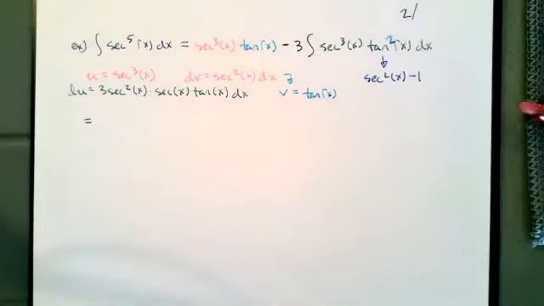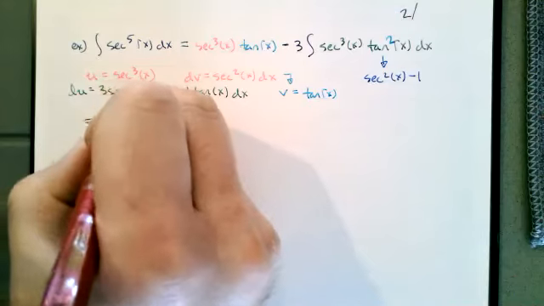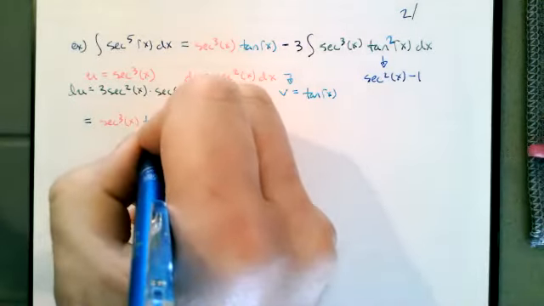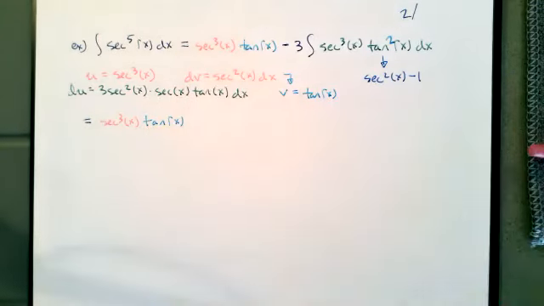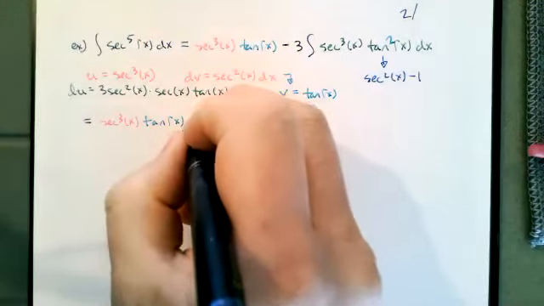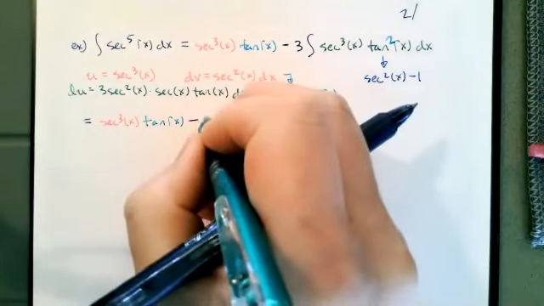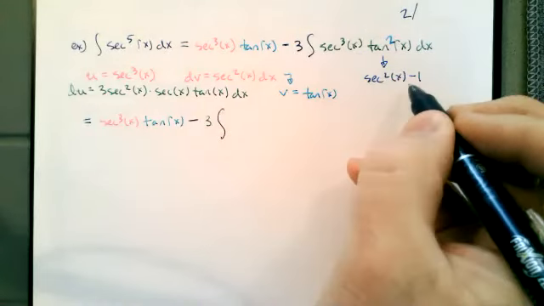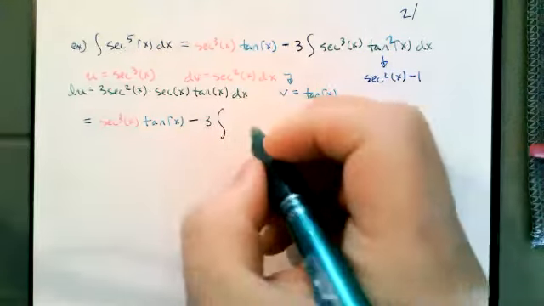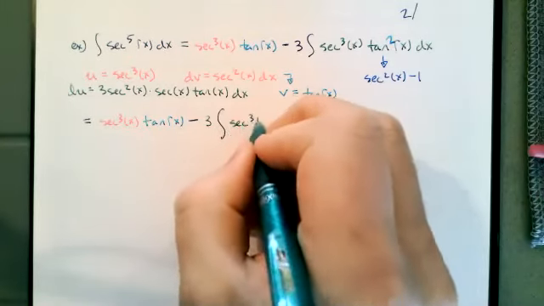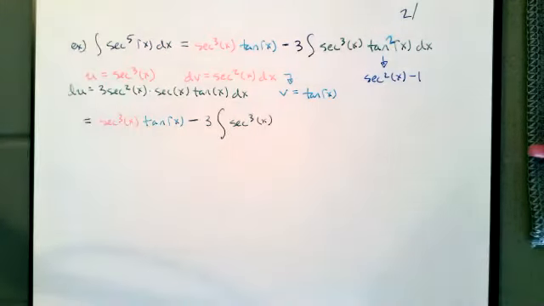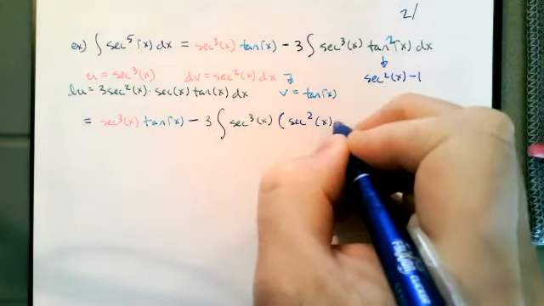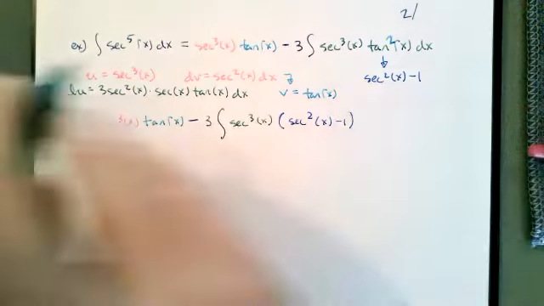So I still have secant cubed tangent from my original application of parts, minus, well, we have 3 from the du, times the integral of secant cubed times secant x squared minus 1. So I'm going to have a secant cubed times secant squared minus 1 dx.